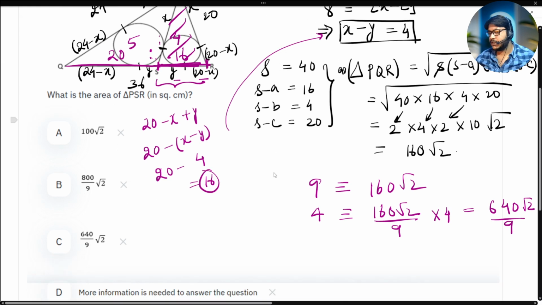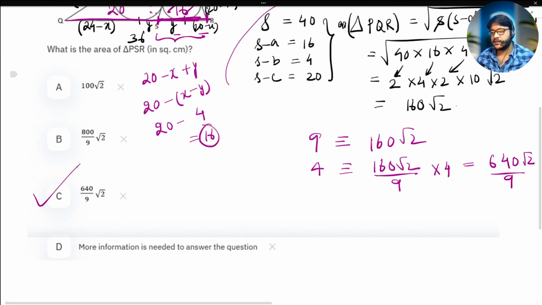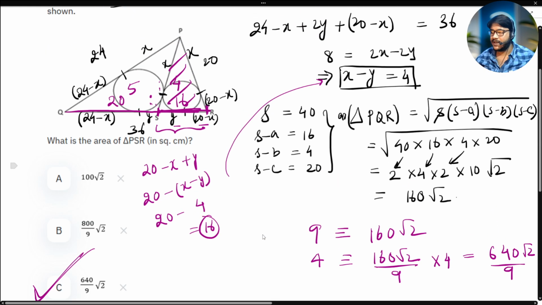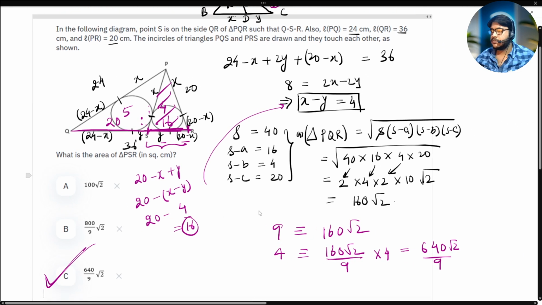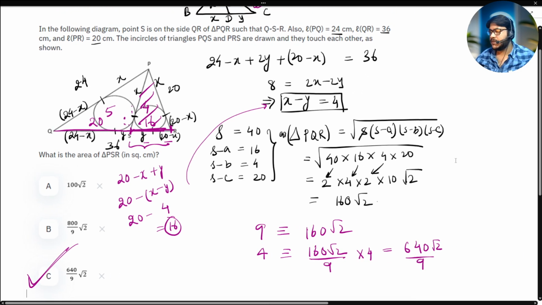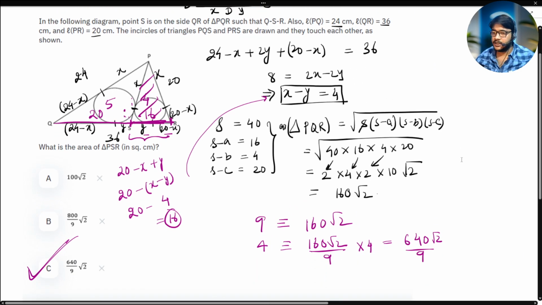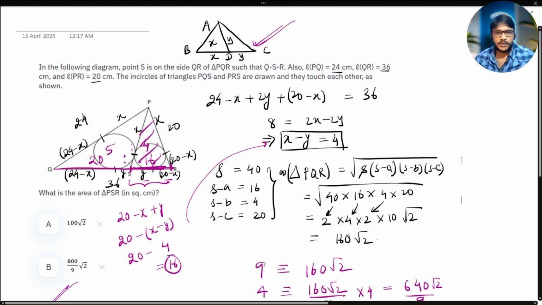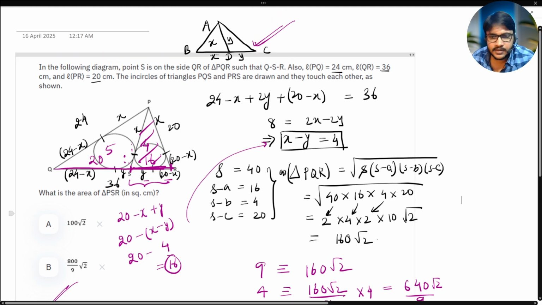Do I have an option like that? 640 root 2 by 9? Yes. Option number C is that. And this is how we solved it. Okay. This was a very interesting question, a difficult question indeed, but that's what we are learning in the mock test series, right? Thank you.